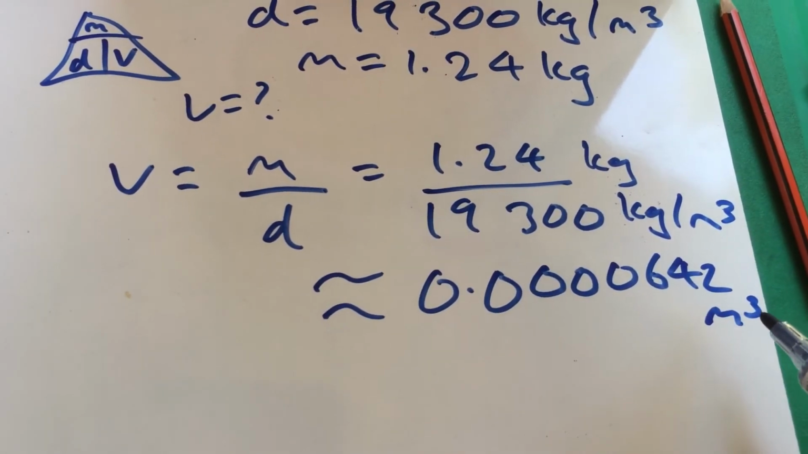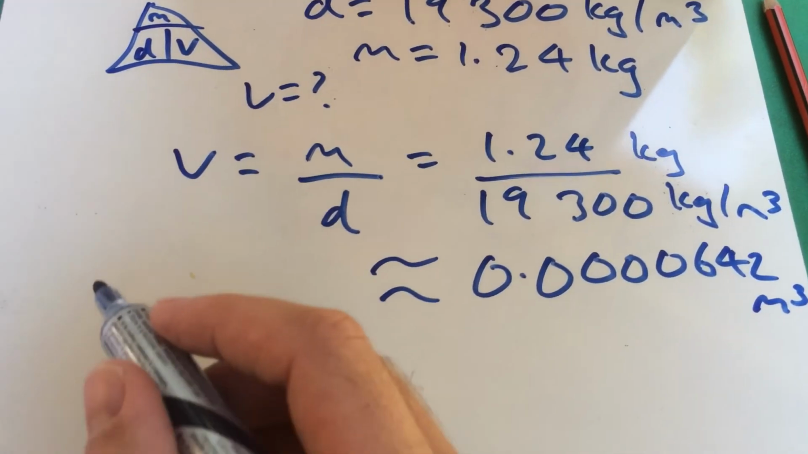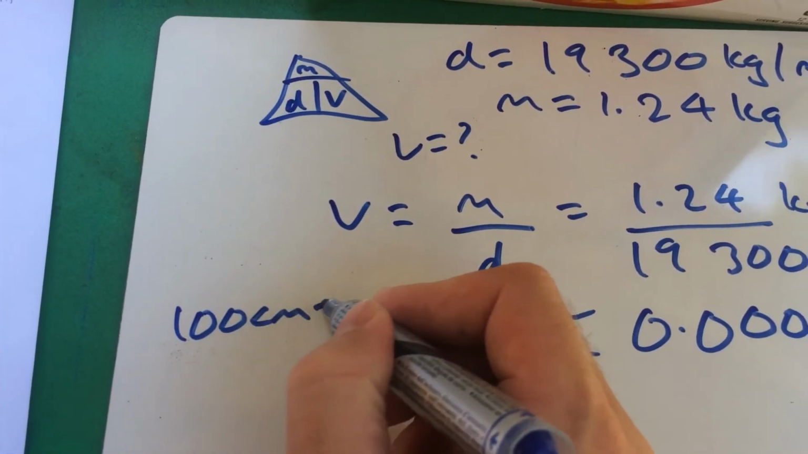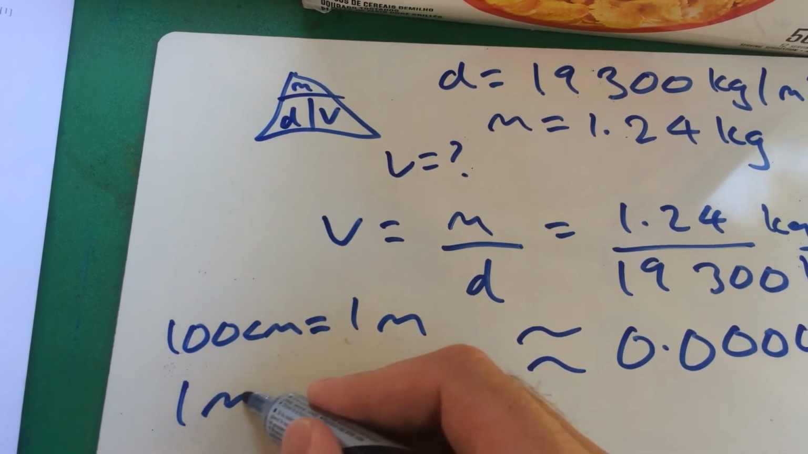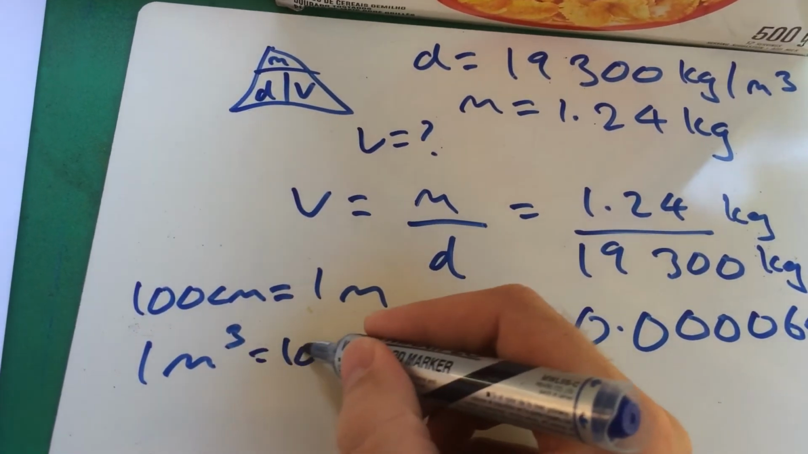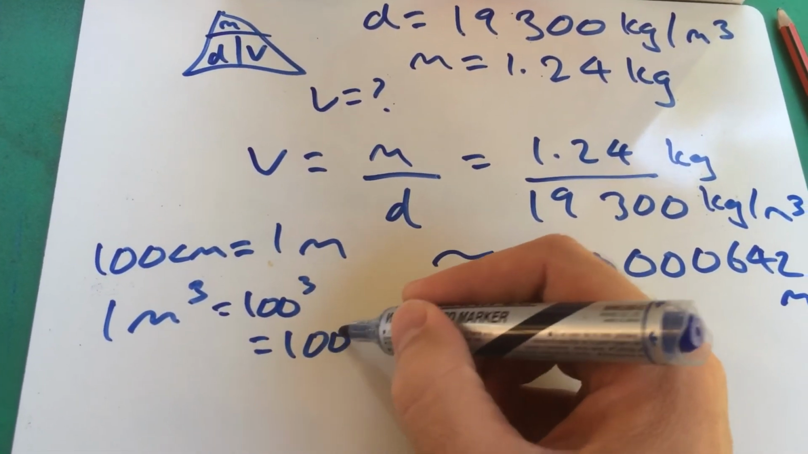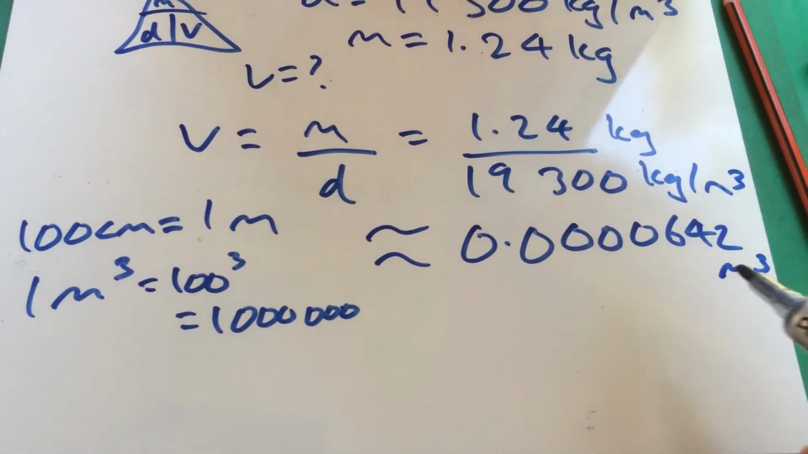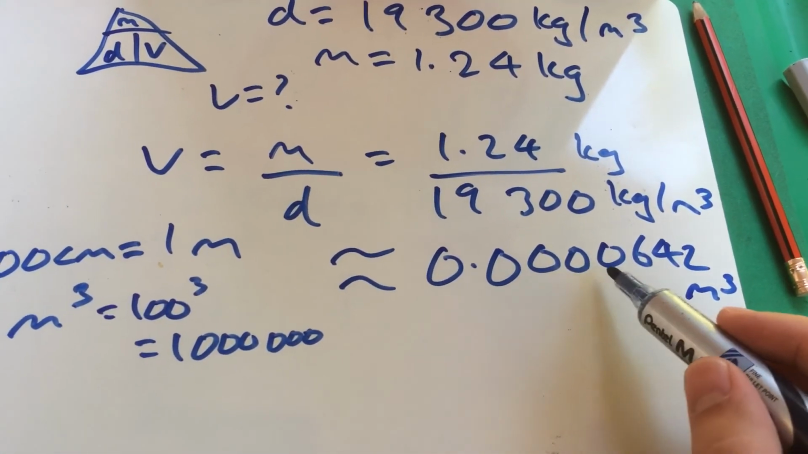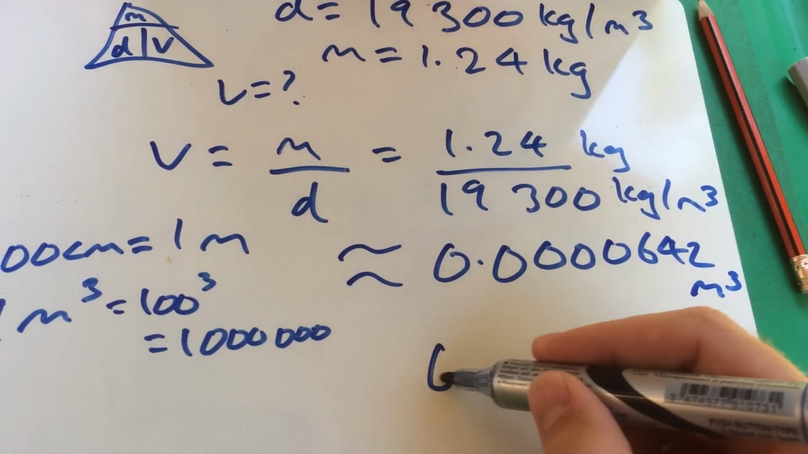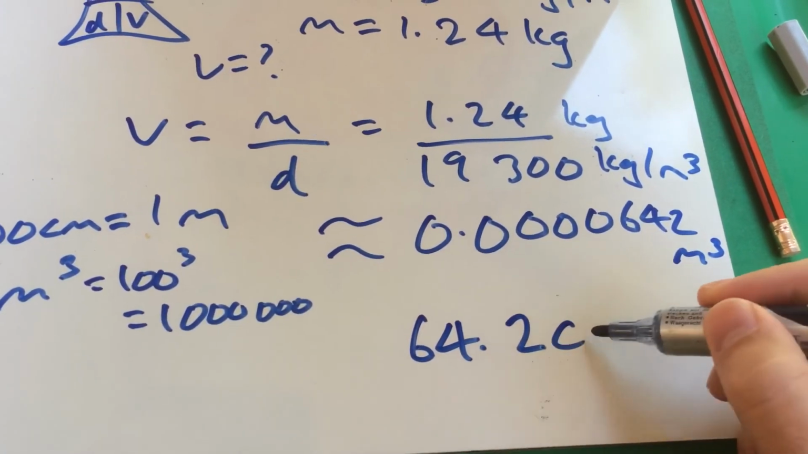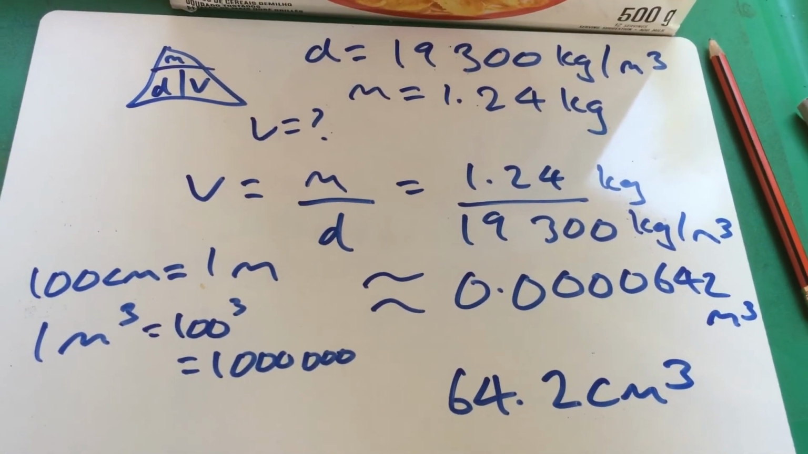But let's get into a more useful size. If you know that 100 centimeters is 1 meter, cubed is 100 cubed, which is actually a million. So we can move that 1, 2, 3, 4, 5, 6 places, 64.2 cubic centimeters. So there we go.